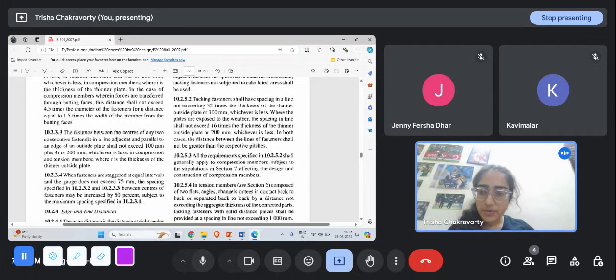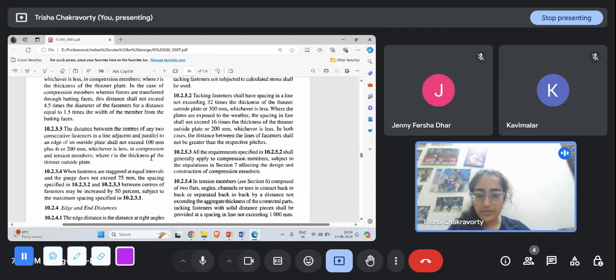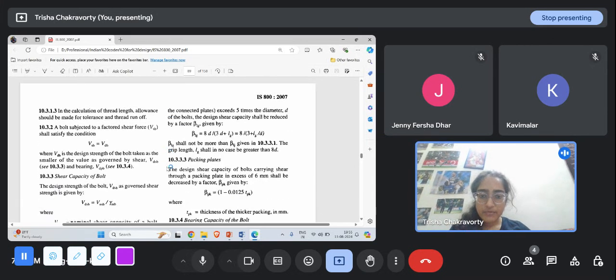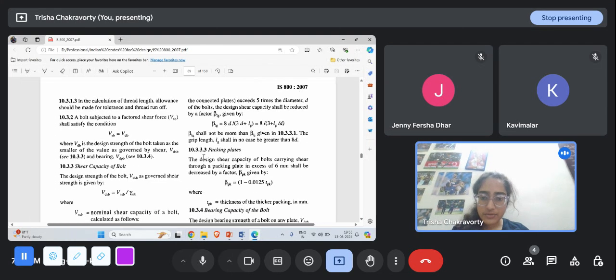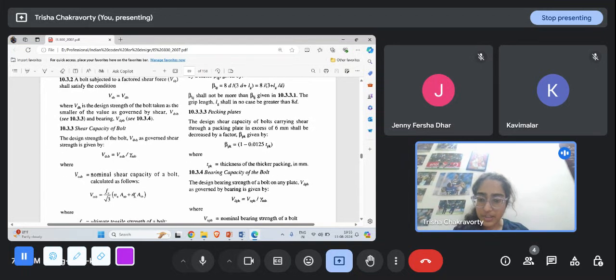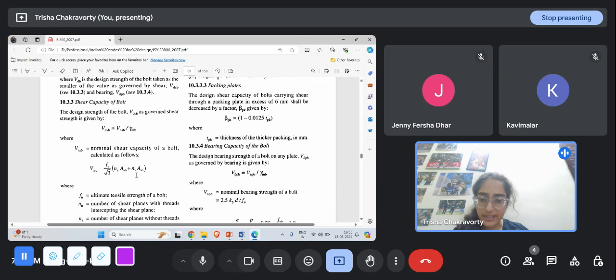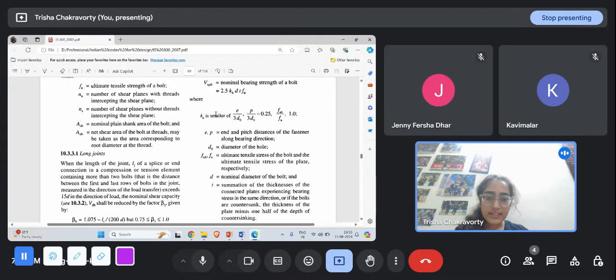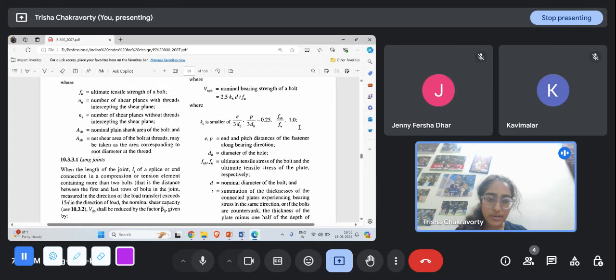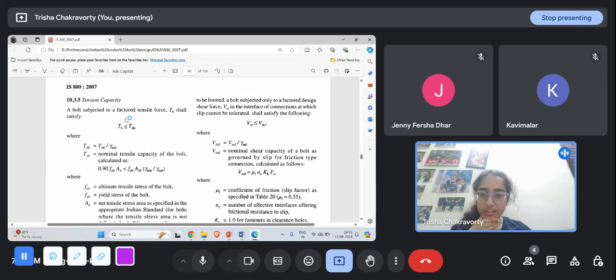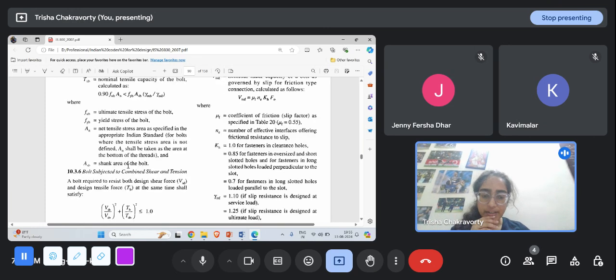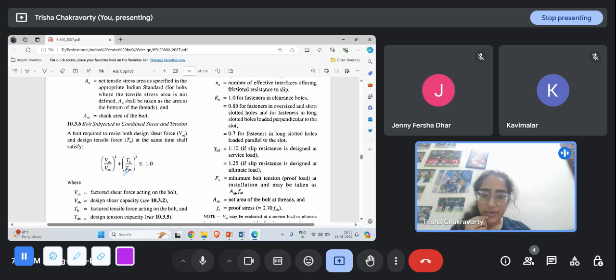If you go through the clauses, I would strongly advise you to go through the clauses once. If you read through all these, you will find that this is the formula we found. See, this is the formula we read there. That is the shear capacity of the bolt, the bearing capacity of the bolt, and k_b is the smallest of these four quantities that we were looking at. Tension capacity is this formula that we studied. And this is the combined shear and tension.